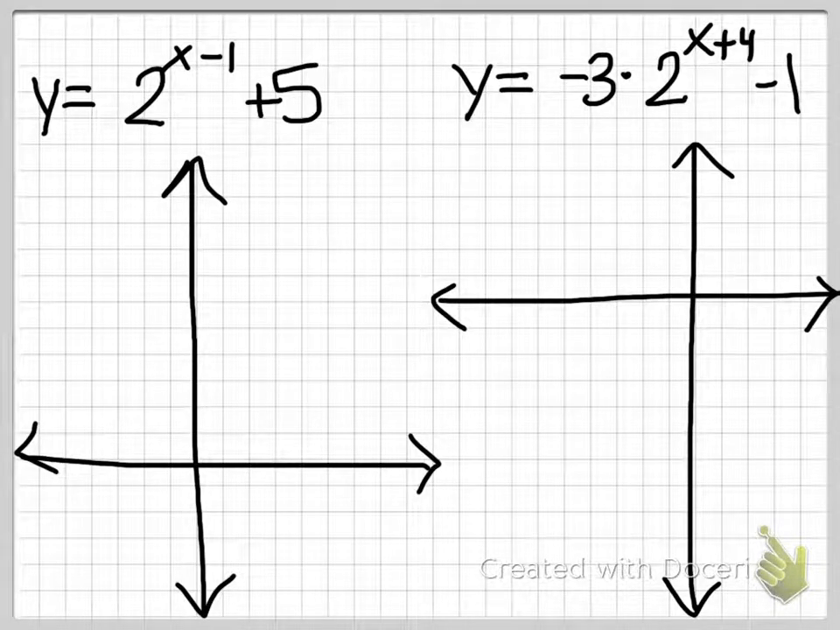Okay, we're going to look at the exponential now. The exponential is one of the trickier ones because there's a few different things in it different from our normal parent graphs. So first, it's called exponential because the x is up here in the exponent.